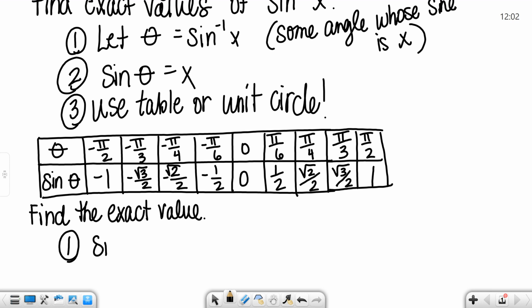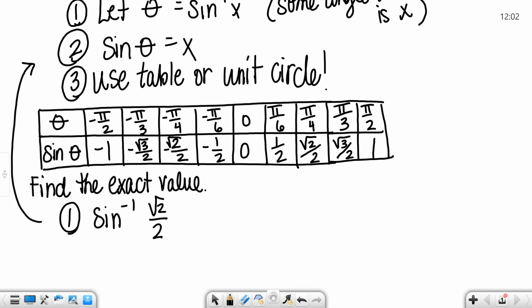Let's start with the inverse sine of the square root of 2 over 2. Okay, so let's look at these steps up here above. The first thing I said, let's let theta equal that thing. So if I use that little step, I'm going to say theta equals the inverse sine of the square root of 2 over 2, which means the sine of theta is equal to the square root of 2 over 2.